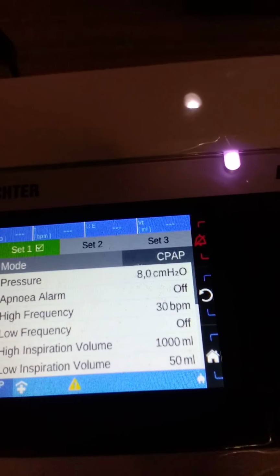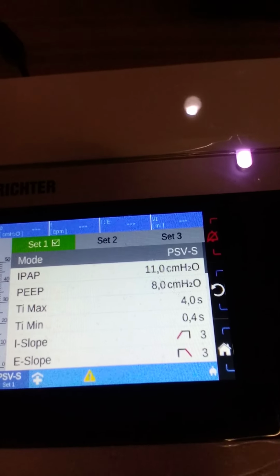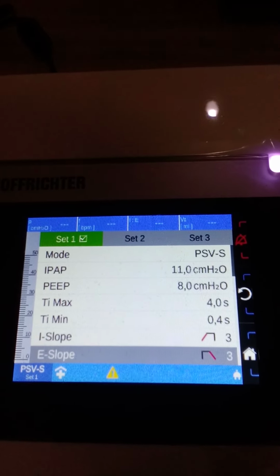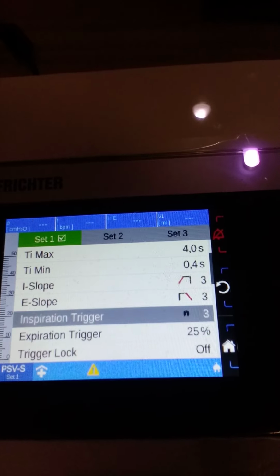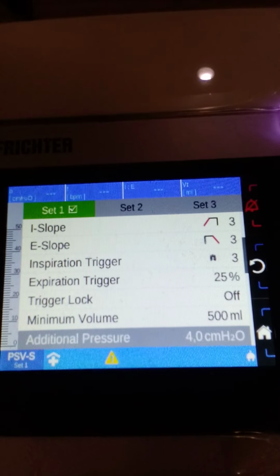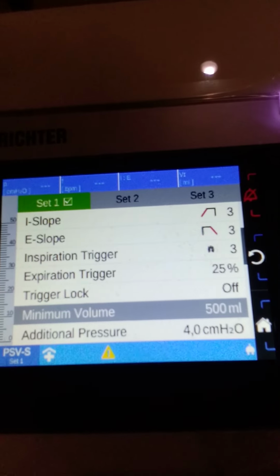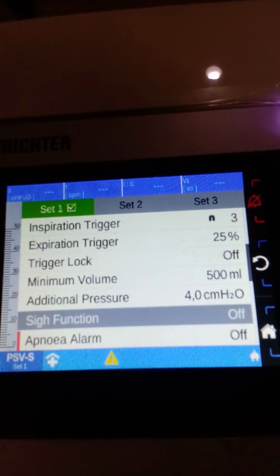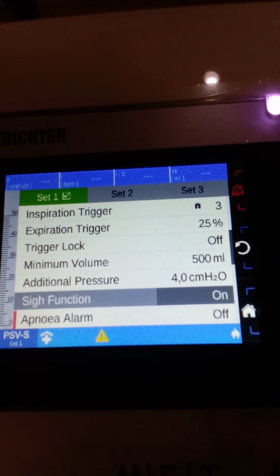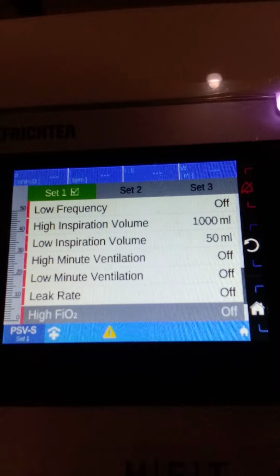Now we are going to start non-invasive BiPAP with S mode. So with S mode we have IPAP and EPAP, inspired time, I slope, E slope, and here is trigger, just like a ventilator. So we can set trigger, and we can also set minimum tidal volume. This is a sigh function, sigh breath. If we turn on the function, the sigh breath will be synchronized. Then these are alarm settings.